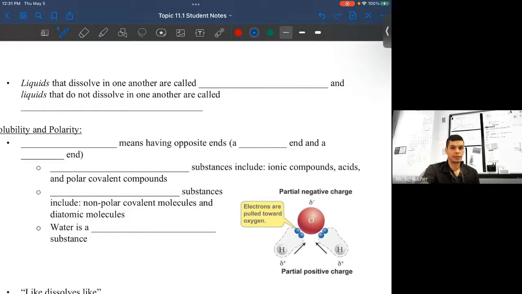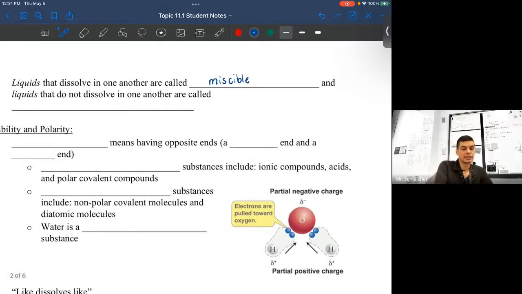One more vocab term that you might hear from time to time. It's not as common, but it's still useful to know. What if a liquid can dissolve in another liquid? That is called being miscible. And if a liquid cannot dissolve in another liquid, that is called immiscible.